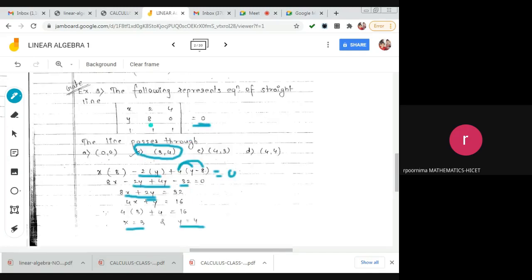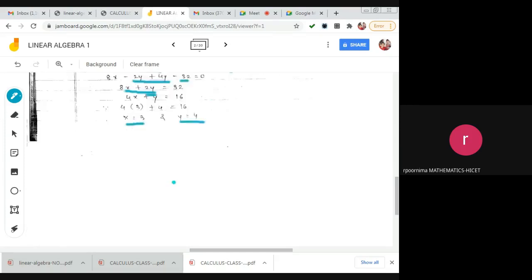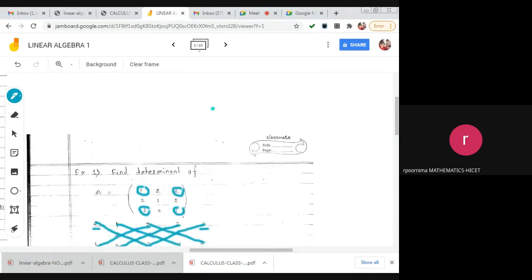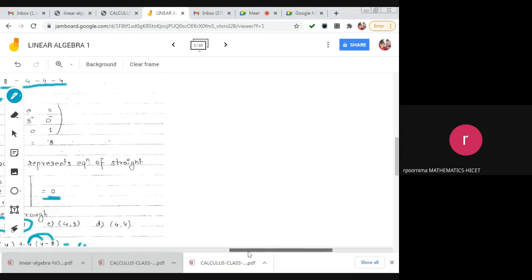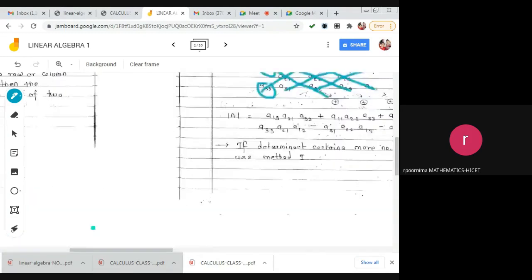So you know the step, method 2, of finding the determinant of a 3 by 3 matrix. You are applying the same thing and just keeping the unknown terms on one side. You just give some values of x and y to get that exact point which passes through the line. Okay, the next.